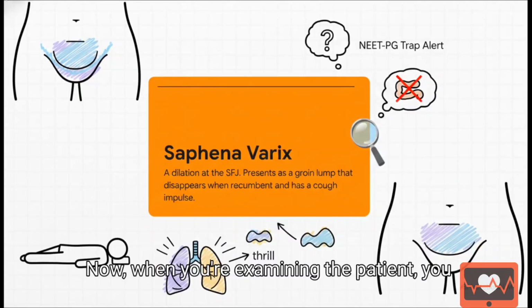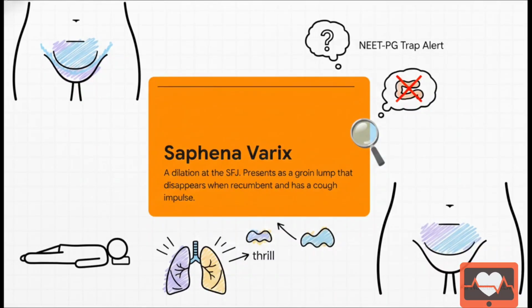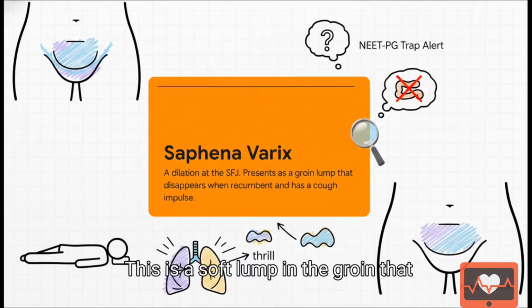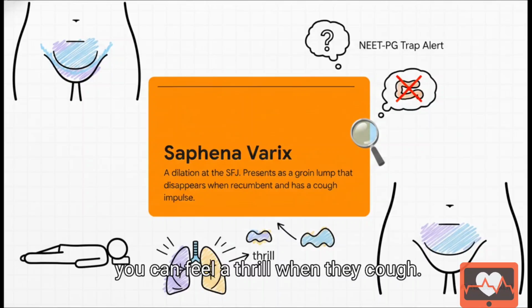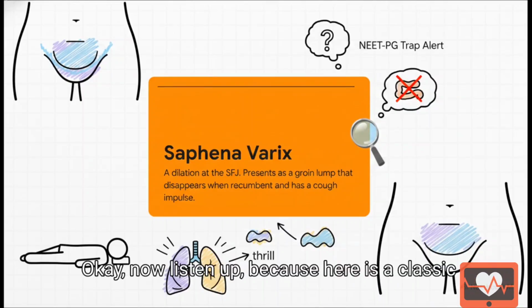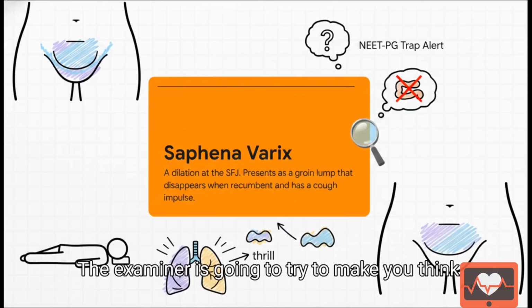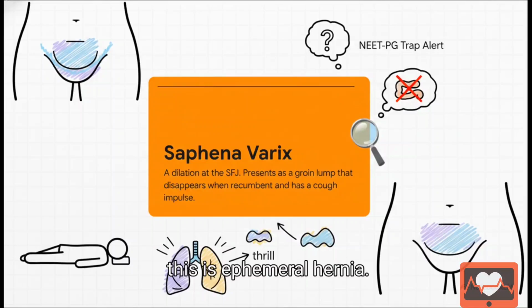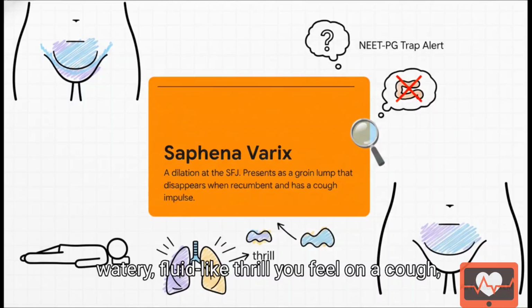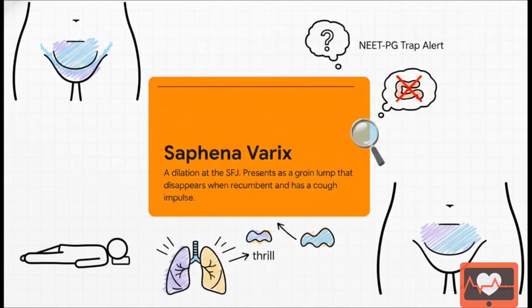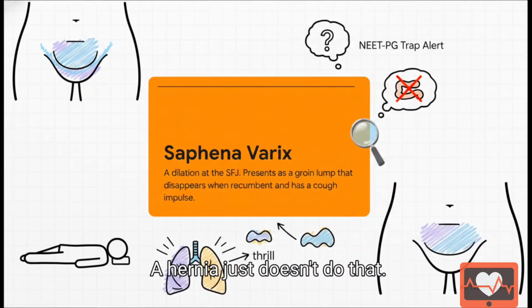Now, when you're examining the patient, you have to be on the lookout for this one specific sign, a Saphena Varix. This is a soft lump in the groin that literally disappears when the patient lies down, and you can feel a thrill when they cough. Okay, now listen up, because here is a classic NEET-PG trap alert. The examiner is going to try to make you think this is a femoral hernia. They love this question. The key, the absolute differentiator, is that watery, fluid-like thrill you feel on a cough, and the fact that it just vanishes completely when they lie flat. A hernia just doesn't do that.